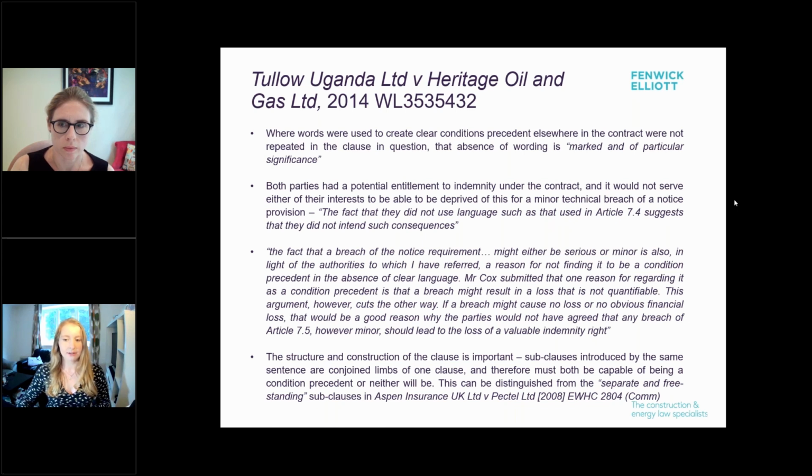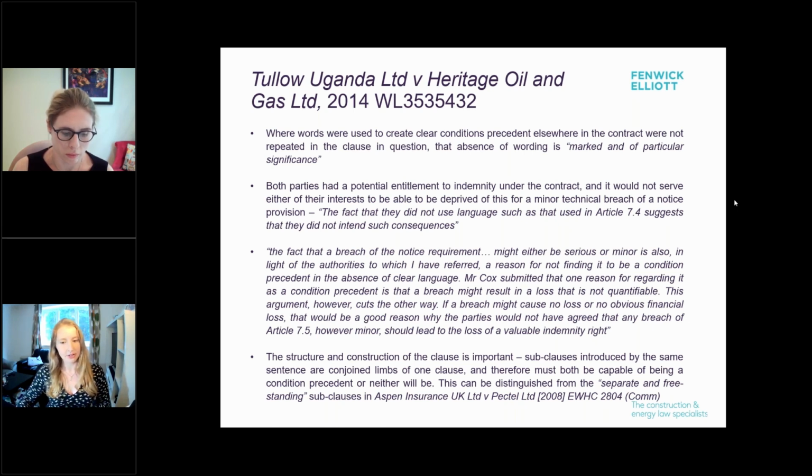Finally, the structure and the form of the article was relevant. So in particular, both 7.5a and 7.5b are linked to the wording in 7.5, and it is that wording in 7.5 that contains the word "shall". So it cannot follow, they held, that it would be a condition precedent under 7.5a if the operation of 7.5b was not a condition precedent.